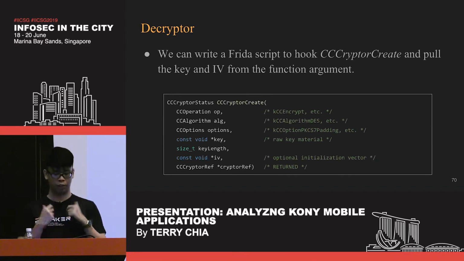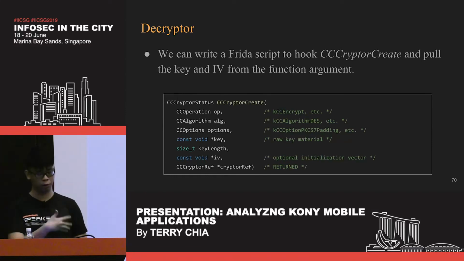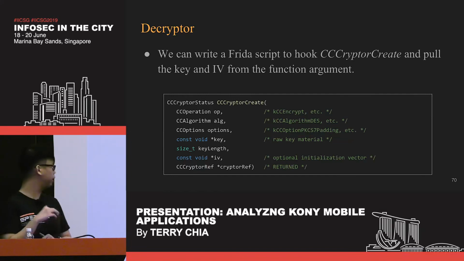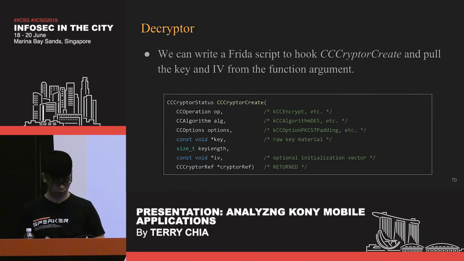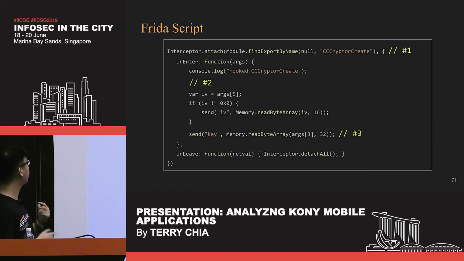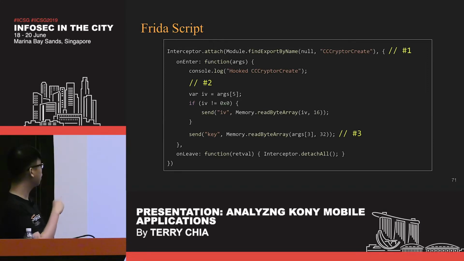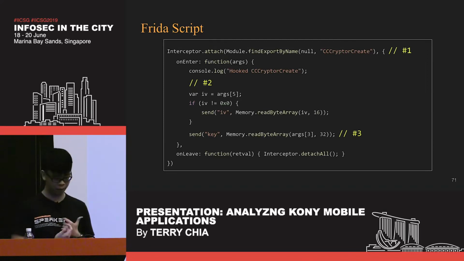And we can write a Frida script to hook CCCryptorCreate, that particular function, and extract the key and IV from the function arguments. So this is the function definition from Apple's documentation, and you can see where the key and IV parameters are. Like my Android implementation, I wrote a Frida script for iOS. On the first line that I highlighted, I am attaching to the CC crypto function. In the second line, I am extracting the IV from the fourth parameter, and in the third line, I'm extracting the key.